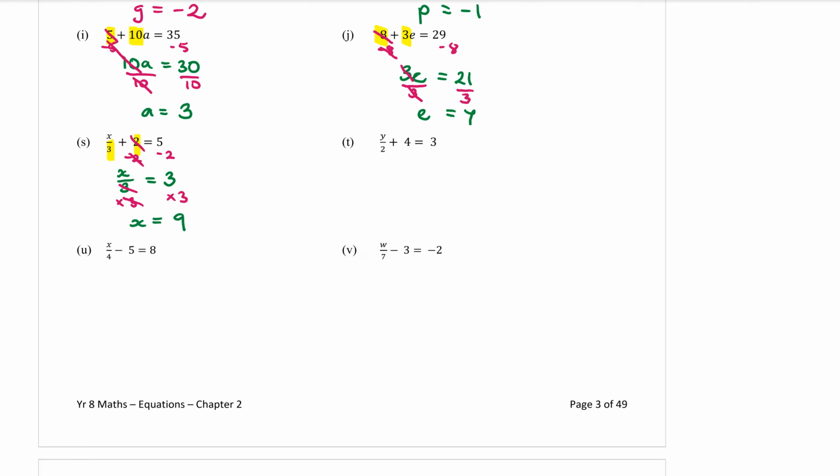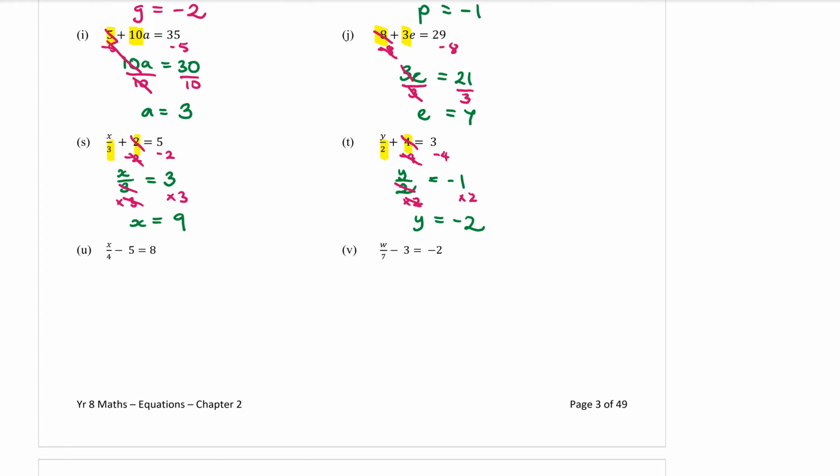And T, very similar question. The y is divided by 2, then I want to add 4. So opposite direction, we start with the 4. Let's take away the 4 because that's the opposite. We have y over 2 left on the left hand side, and 3 take away 4 is negative 1. Now to get rid of this 2, that's a y divided by 2, so the opposite is to times by 2. Cancel that one away. Y is by itself. Negative 1 times by 2 is negative 2 for the answer.